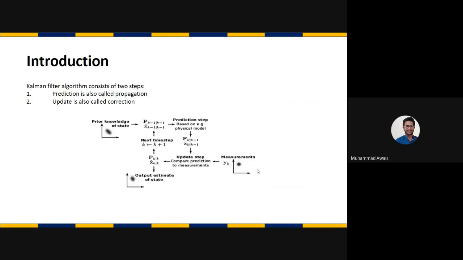Okay. Kalman filter algorithm consists of two steps. Number one, prediction, also called propagation, and update, also called correction. In Kalman filter, we take some measurements and then process these measurements and predict. After prediction, we get a result, and if this result is similar to the estimated result, then we pursue our result and process it again. If these results are not similar to the estimated result, then we again predict the result.